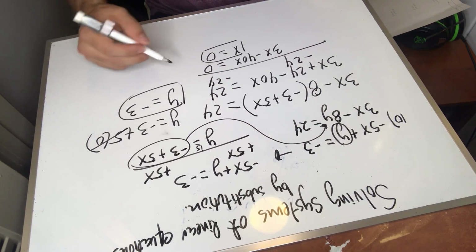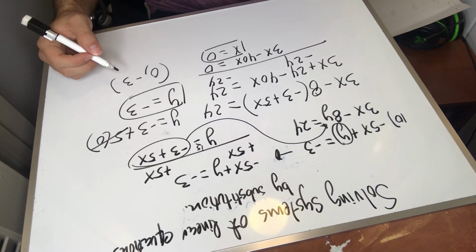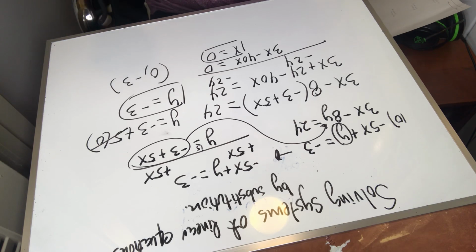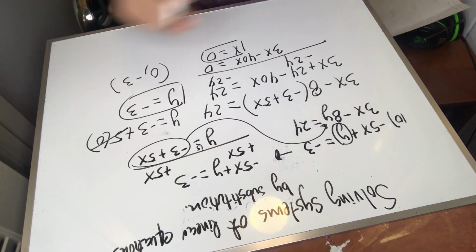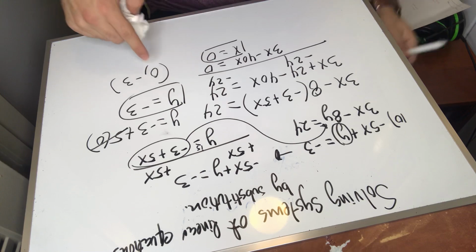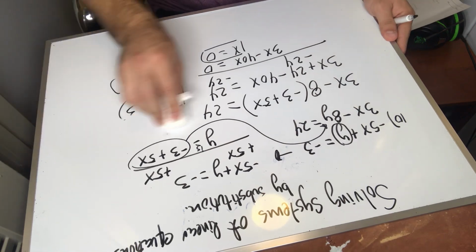What should I do now? Well, 0 comma negative 3. I need to check. Never, never, ever assume that because you got pretty numbers, that's the correct answer. So I'm going to substitute these values into both equations and make sure that this is a correct solution.